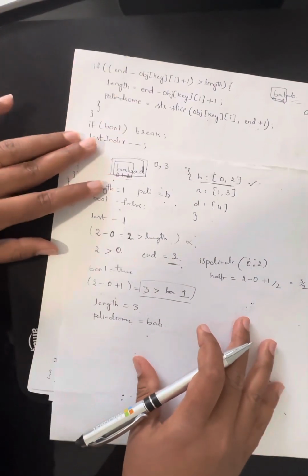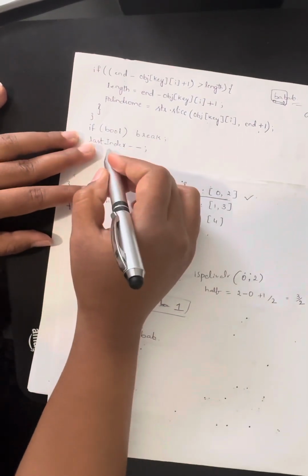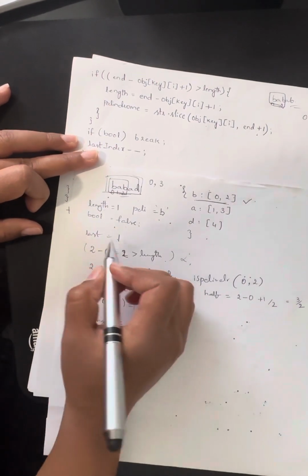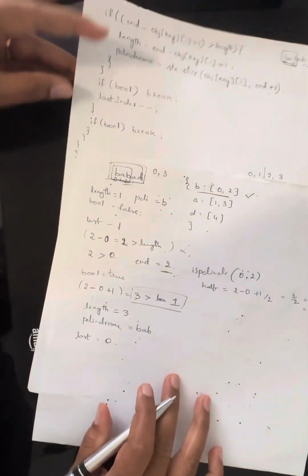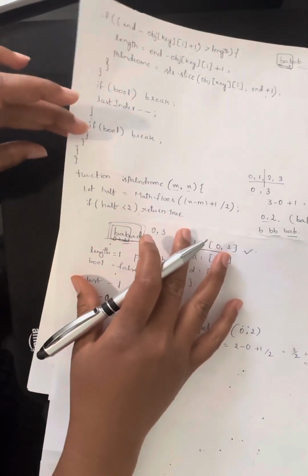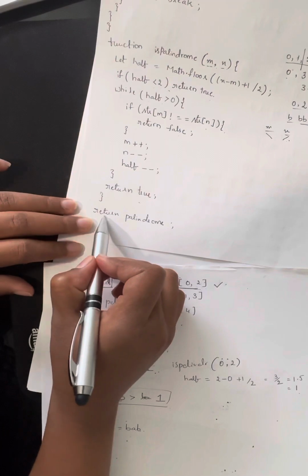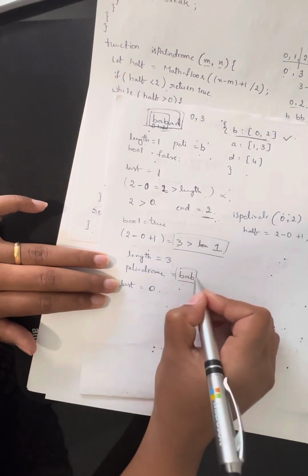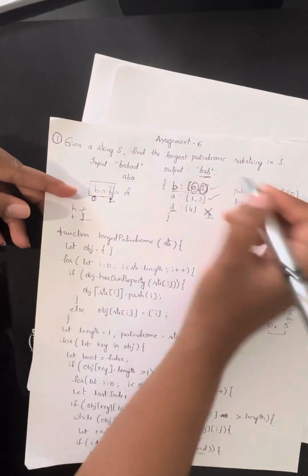Then now the bool is true, so we just break the while loop, and we'll decrement the last index. So in the last index here we have 1, and now we will have 0. And if the bool is true, we are breaking this for loop also. So finally what we are doing is we are just returning this palindrome. So here we will be returning the palindrome, which is BAB, which is our final answer.